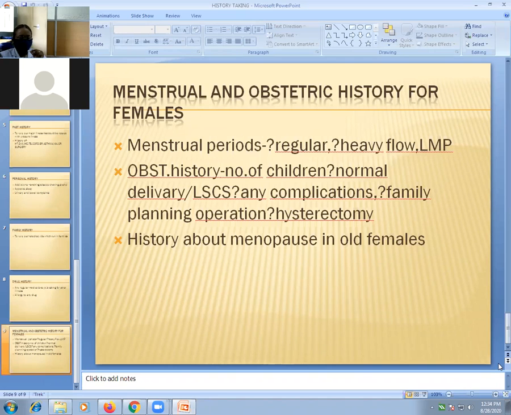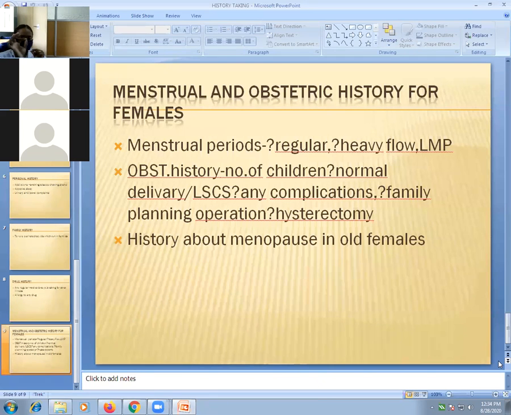If the patient is an old female, ask about the menopause. So menstrual history and obstetric history in a female patient are very, very important. Don't forget. So that is all about the history taking. Biodata of the patient.